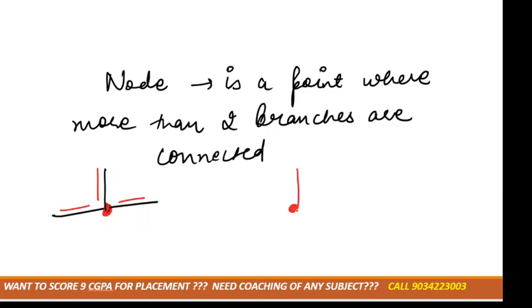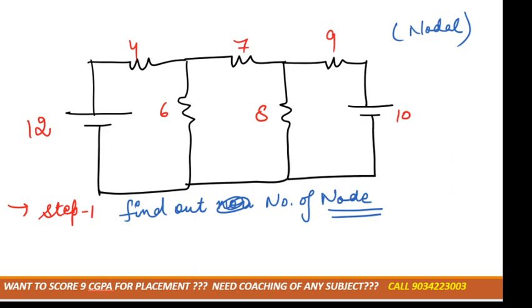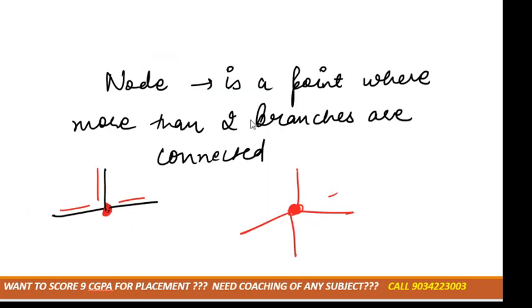Now suppose, is this a node? Here how many wires are connected? 4 wires. So this is also a node. So in this diagram we have to see which ones are nodes. Now tell me, is this a node? There are only 2 wires connected. So is this a node? No, no. For a node it should be more than 2, right? More than 2.